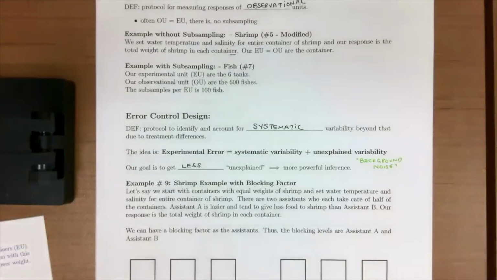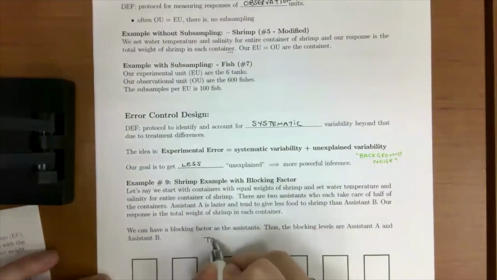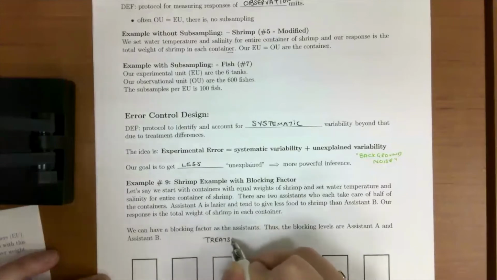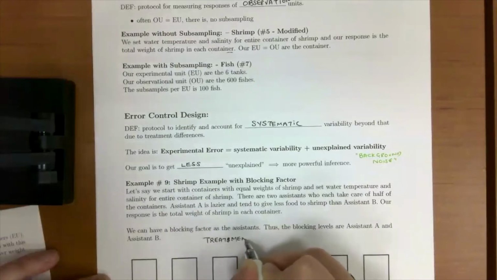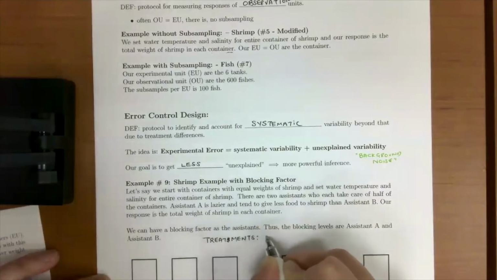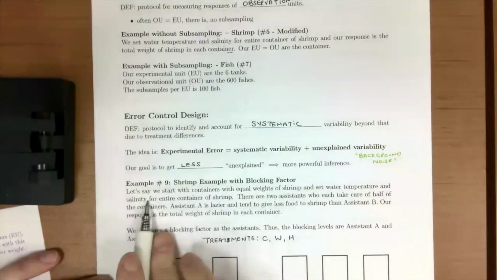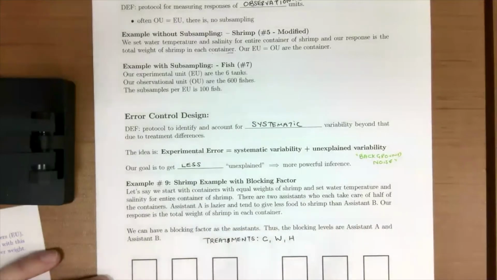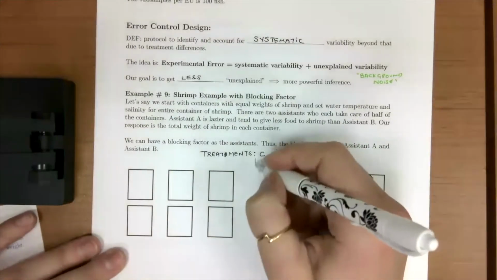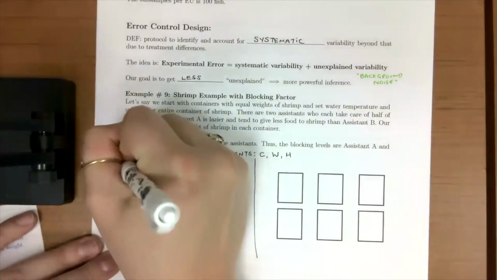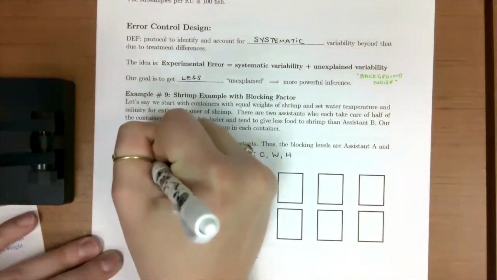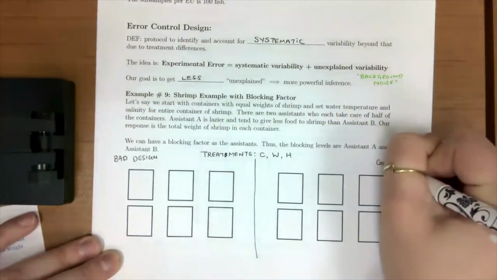But let's talk about if we don't, a good way and a better way to design this. So let's say we just have our treatments. Our treatments are going to be cold, warm, hot. For the sake of simplicity, I'm just going to pretend we don't have salinity because it's easy to write cold, warm, and hot. Okay, this is going to be broken up. This is going to be kind of our bad design, and this is going to be our good design.